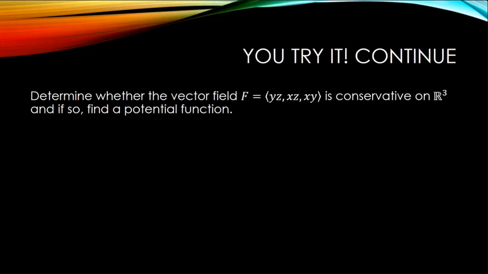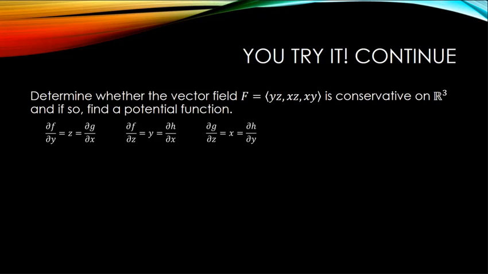So I first need to test to see if my vector field is conservative. The partial of f with respect to y is equal to z. This is also the partial of g with respect to x. The partial of f with respect to z is y, and the partial of h with respect to x is also y. The partial of g with respect to z is equal to x, and the partial of h with respect to y is also equal to x.